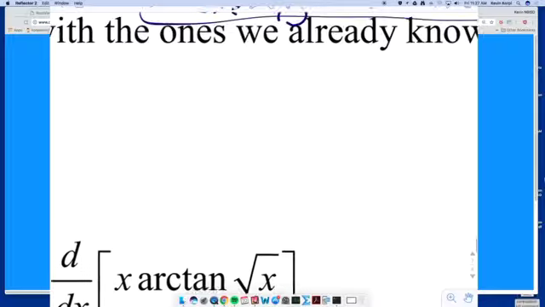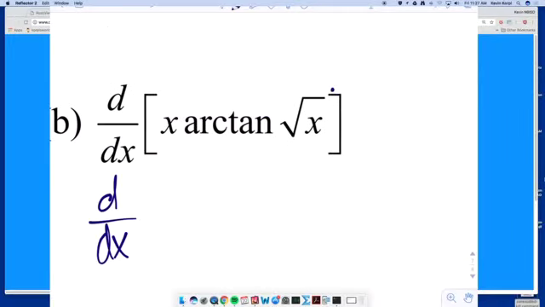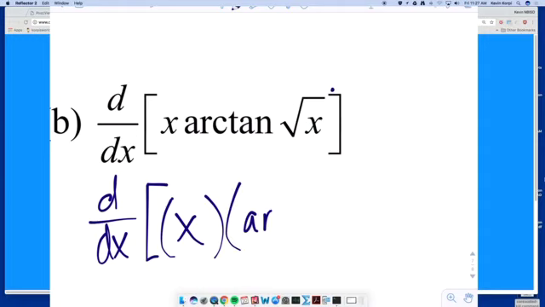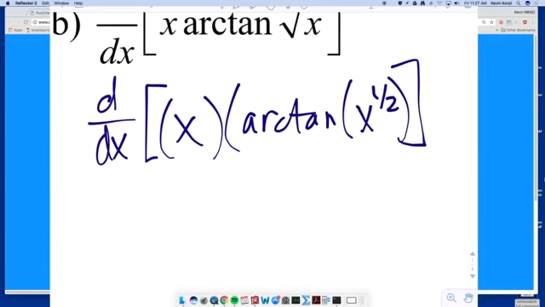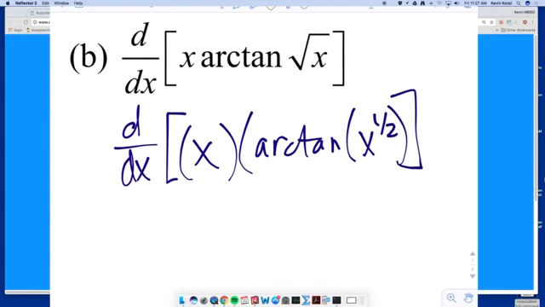The second one on B here is probably worth a rewrite and some addition of parentheses. You have a product now of two variable functions, so this will be a product rule. And for the square root of x, ultimately you're going to have to take its derivative, so you'll need to write that, or at least think of it as x to the 1/2.